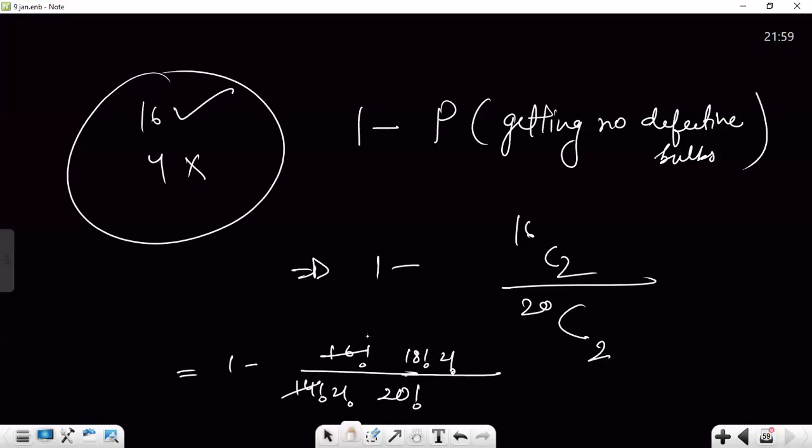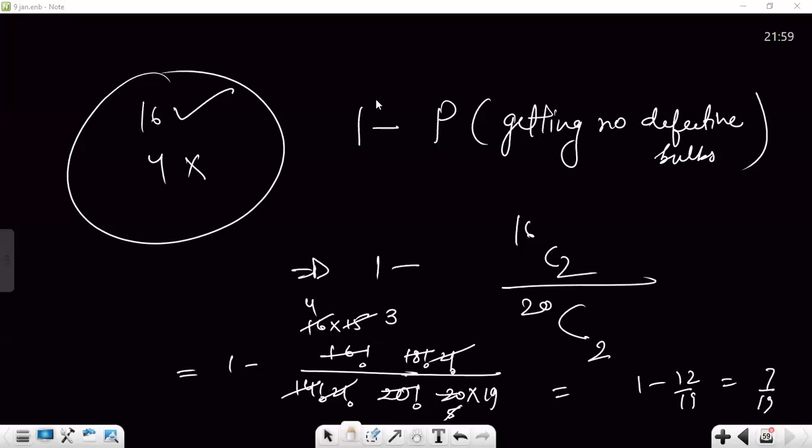14 factorial cancels in 16 factorial, leaving 16 into 15. And 18 factorial cancels in 20 factorial, leaving 20 into 19. 2 factorial cancels 2 factorial. And 4 4s are 16, 4 5s are 20, 5 3s are 15, and 19 is a prime number. So 1 minus 12 by 19 will become 7 by 19. Is the question clear, everyone?